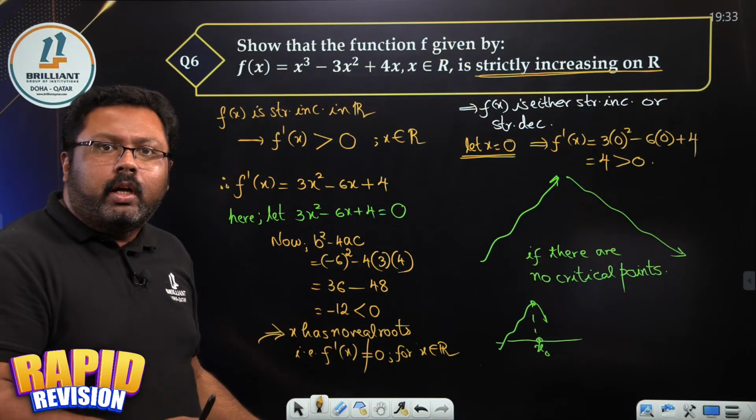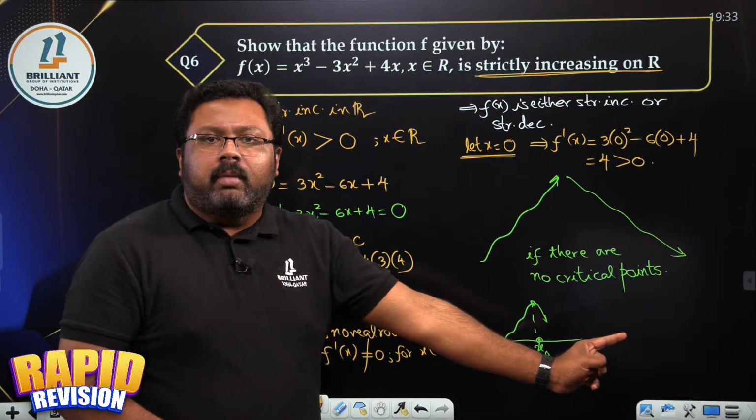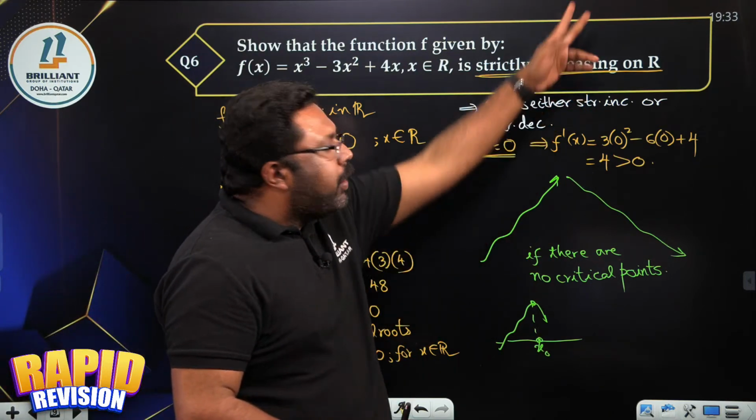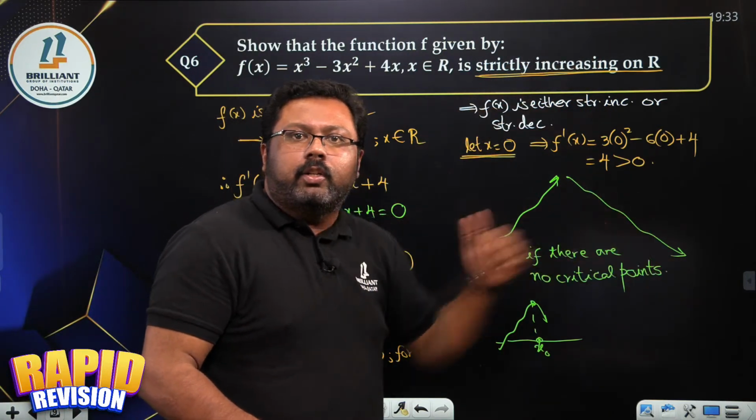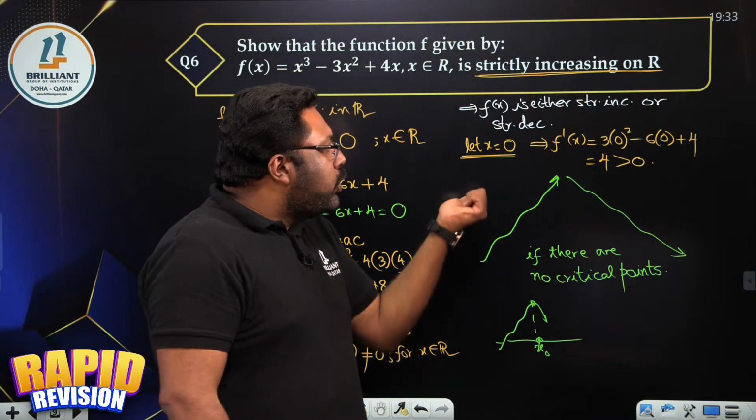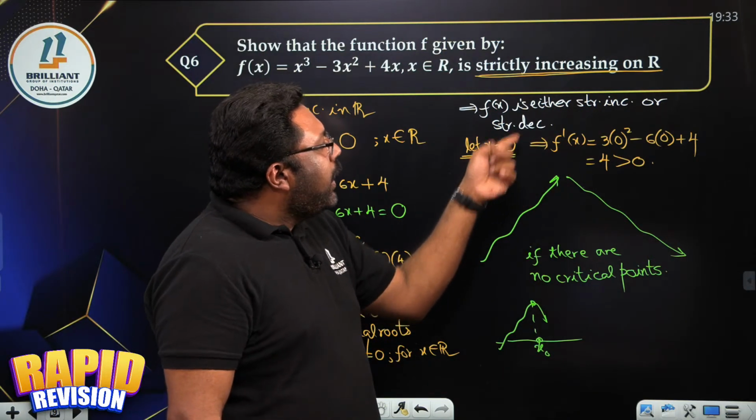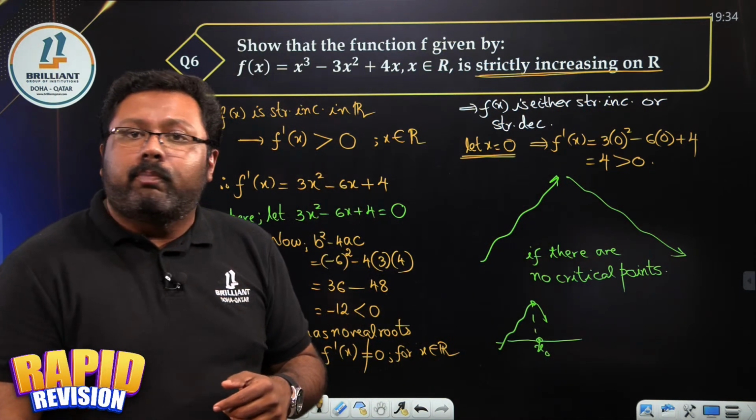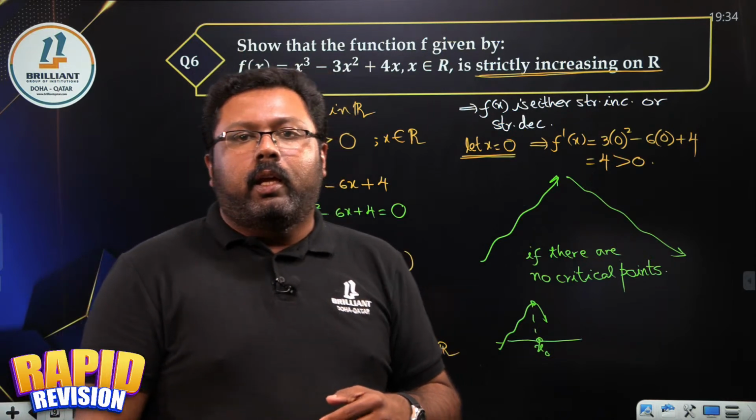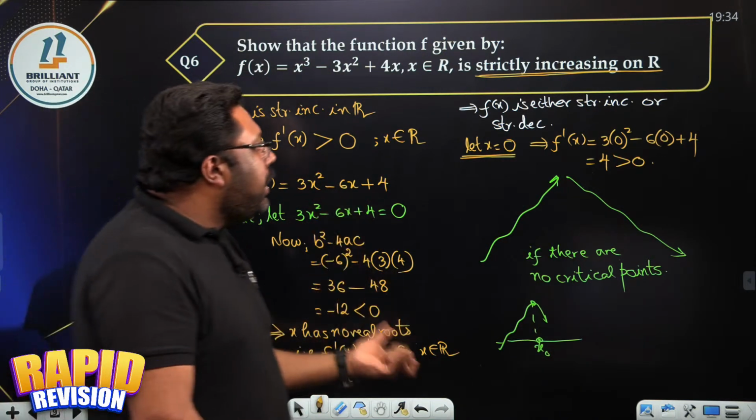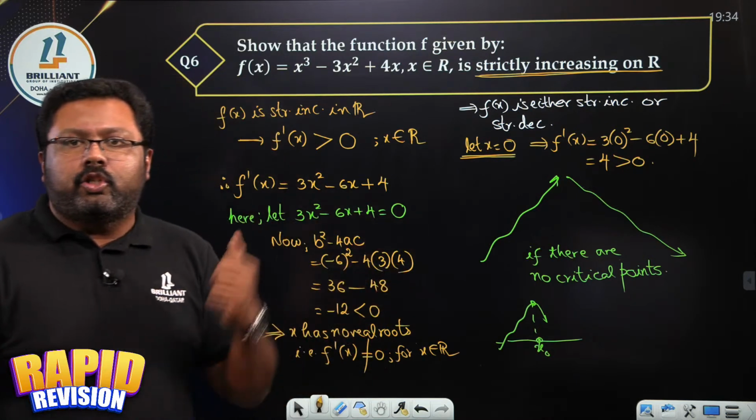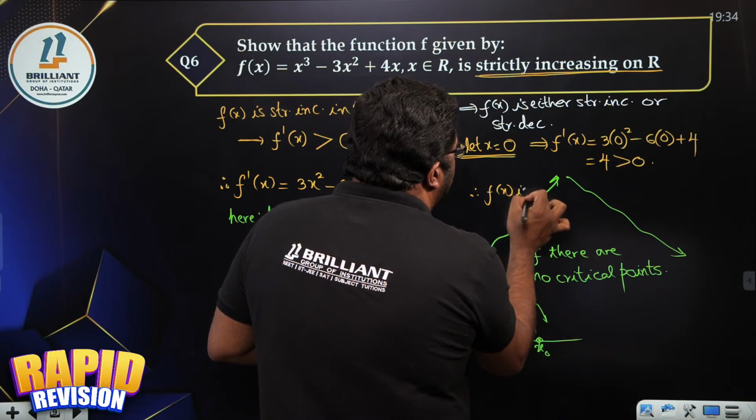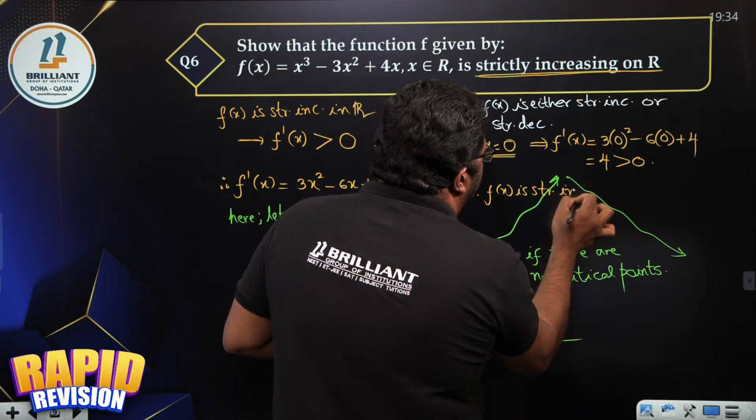So I ensured in this entire set of real numbers there is no critical point. So it has to be either going up continuously or going down continuously. And I chose to prove it's going up by putting any value as a real number here, and I got that f dash is positive, so my function should be strictly increasing in R. This is one easy way to prove that the function is strictly increasing in R. Therefore, f of x is strictly increasing in R.